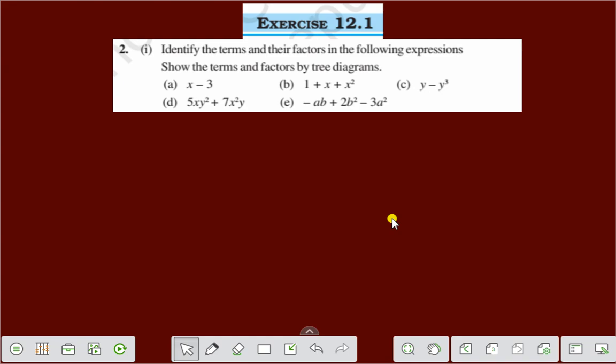Question number 2 here is: identify the terms and their factors in the following expressions. Show the terms and factors by tree diagrams, right? You have to show it by tree diagrams. Let us find.